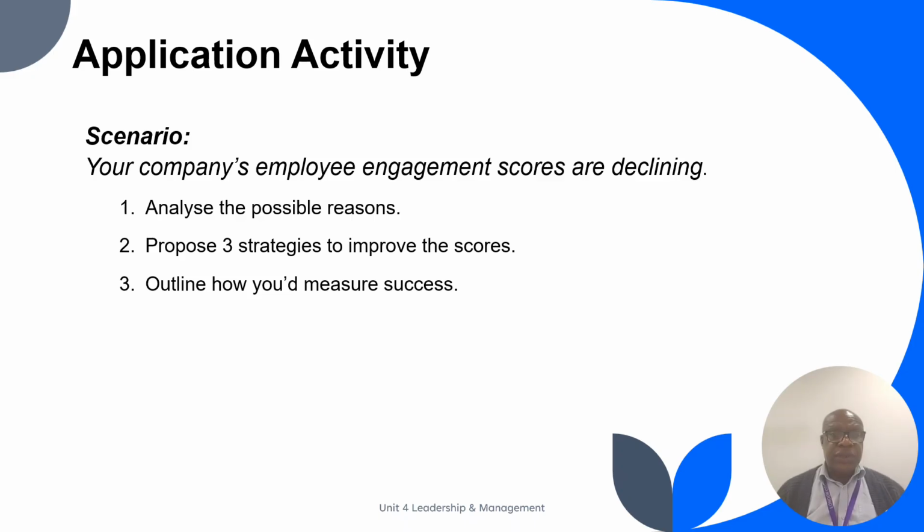Just like what we did previously with the other scenario, where employee turnover was becoming high and there was low satisfaction of both customers and employees. So in this case, the employees are not engaging very well. The score is declining. What might cause that? What might be the reason? Propose actions that can be taken and outline how you measure success. Take 6 minutes to do it. Okay. The answer is in the chat.